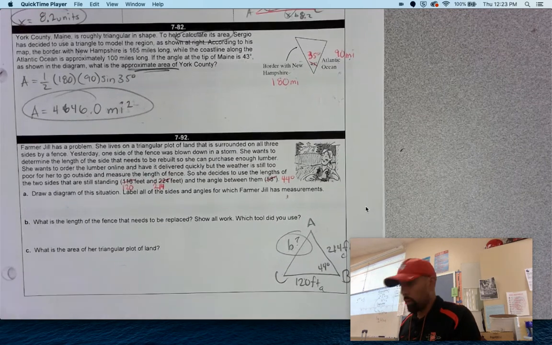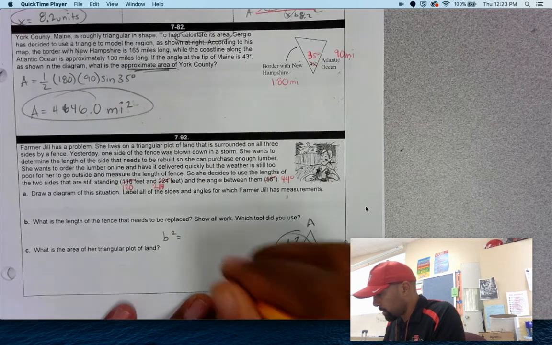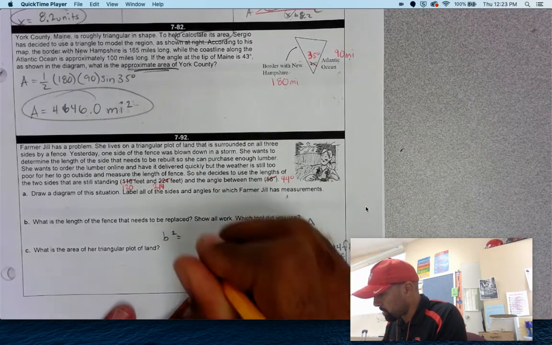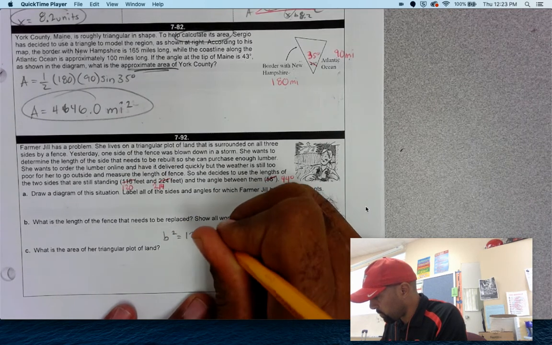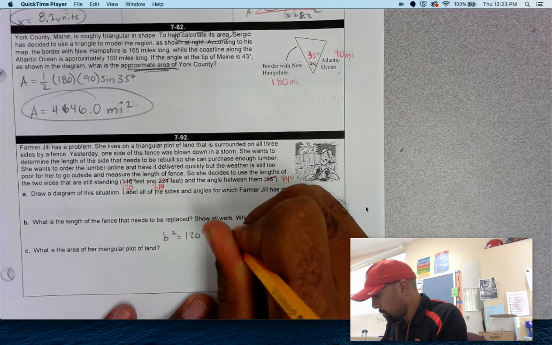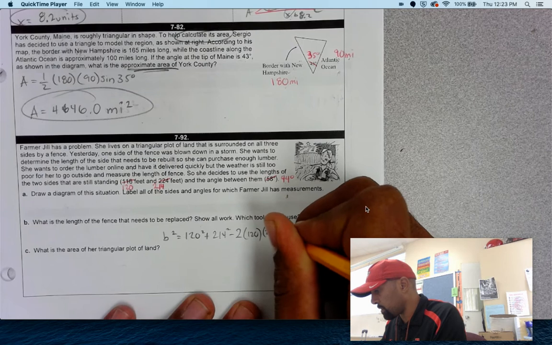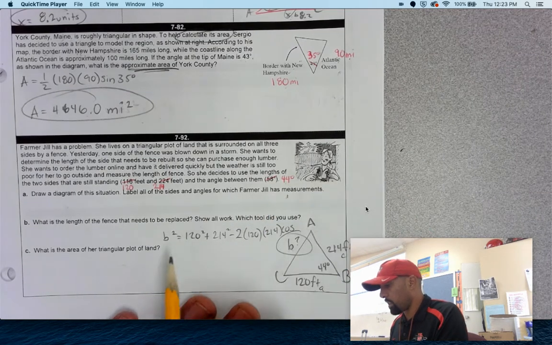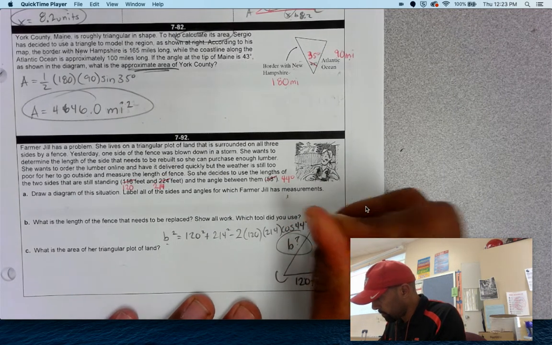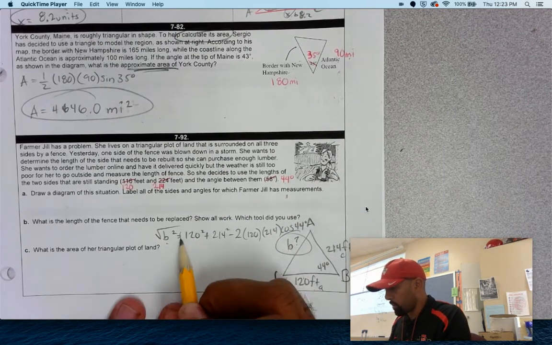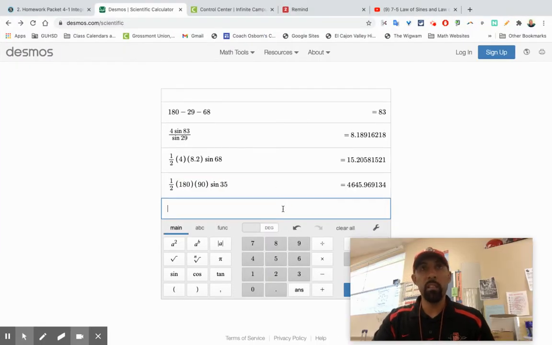All right, so we're looking for B, right? So let's set that up. B squared equals A squared, so that'd be 120 squared, plus C squared, which is 214 squared, minus 2 times those same sides, 120 times 214, times the cosine of the angle across from B, which is 44. Okay, so remember, like I told you before, when we're looking for the side, we just square root that whole thing. We'll just set that up here in Desmos.